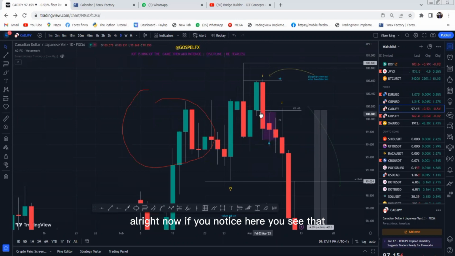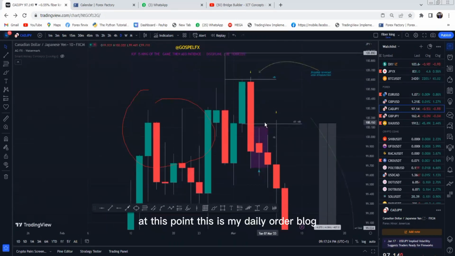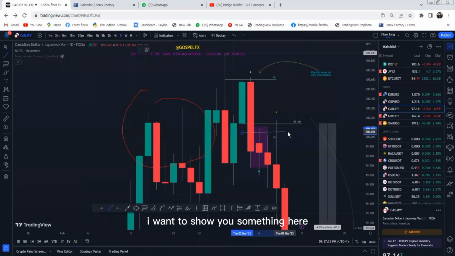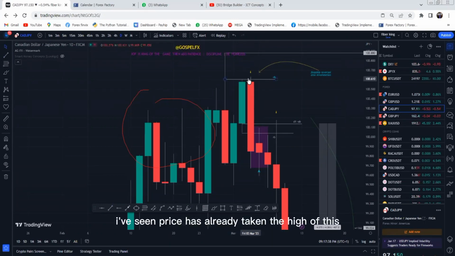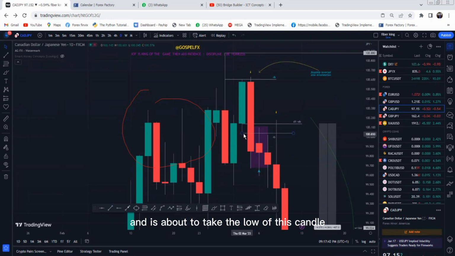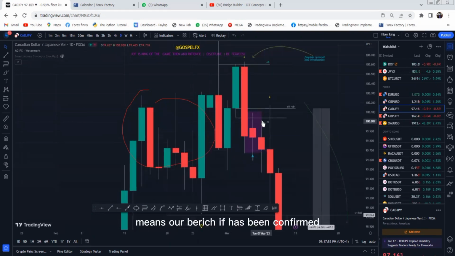So this now is going to resist price. It's going to act like resistance. Now, if you notice here, at this point this is my daily order block. But now the low of this candle, I want to show you something here. The moment I'm looking at price, I've seen price has already taken the high of this and is about to take the low of this candle. Now I can send you a signal that if the low of this candle is taken, it means our bearish IF has been confirmed.